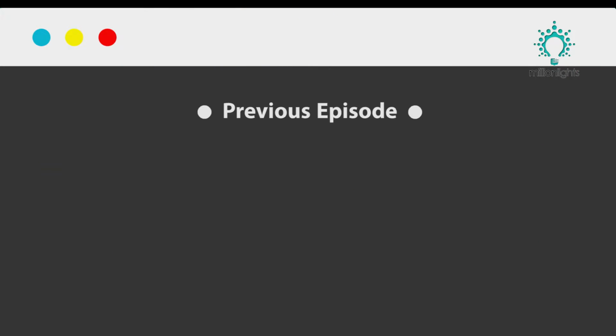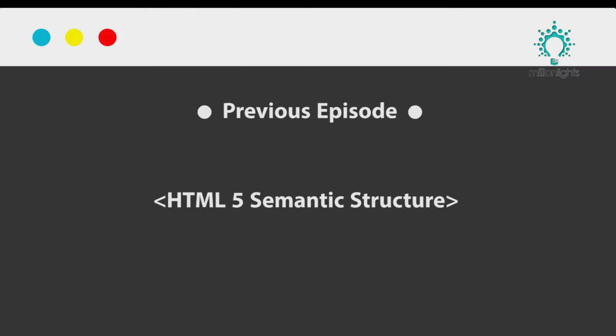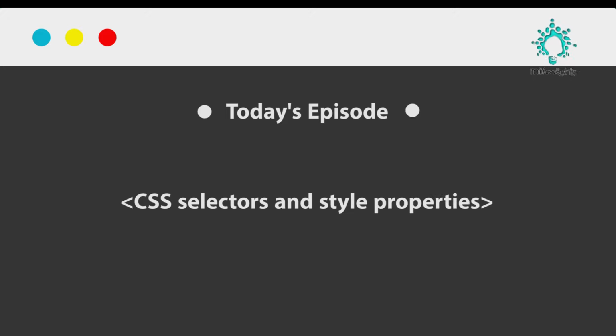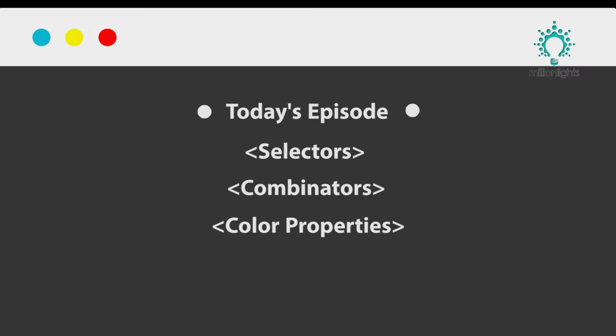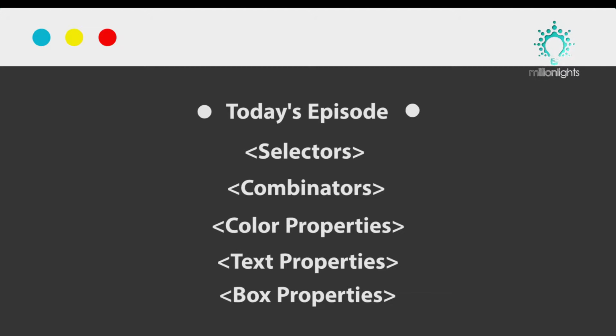In the previous episode, we covered HTML5 semantic structure. In this episode, we will cover CSS selectors and style properties, in which we will learn about selectors, combinators, color properties, text properties, and box properties. Now let's move towards the course.